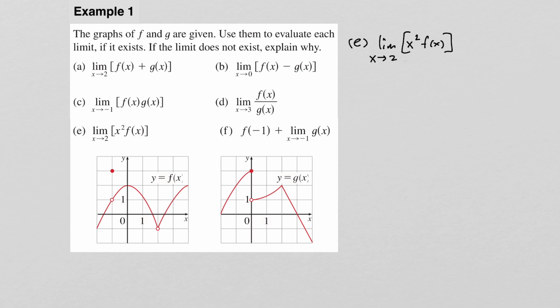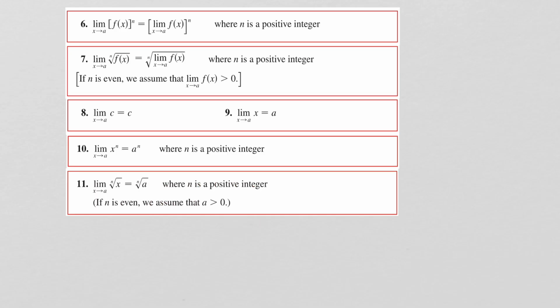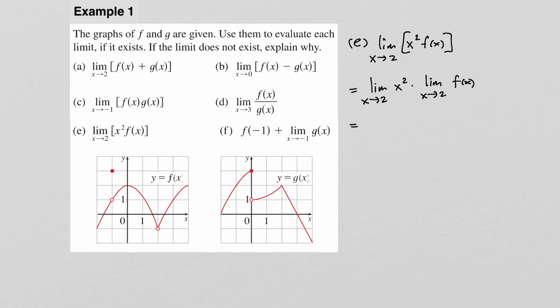So going back to our example here, if I want to take the limit of x squared times f of x, I know this is equal to the limit as x approaches 2 of x squared multiplied by the limit as x approaches 2 of f of x. Now, how do we do the limit as x approaches 2 of x squared? Well, again, this rule right here tells us that if we have the limit of x to the n, all we have to do is plug the number a in for x. So the limit as x approaches 2 of x squared is just going to be 2 squared. And we're going to multiply that by the limit as x approaches 2 of f of x.